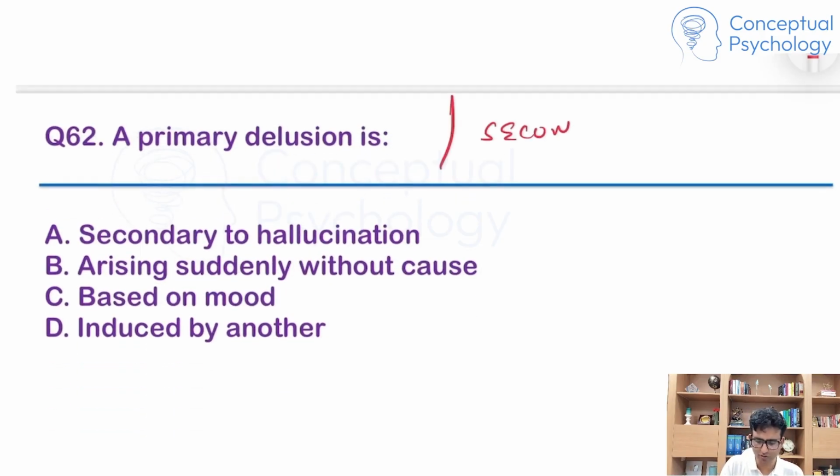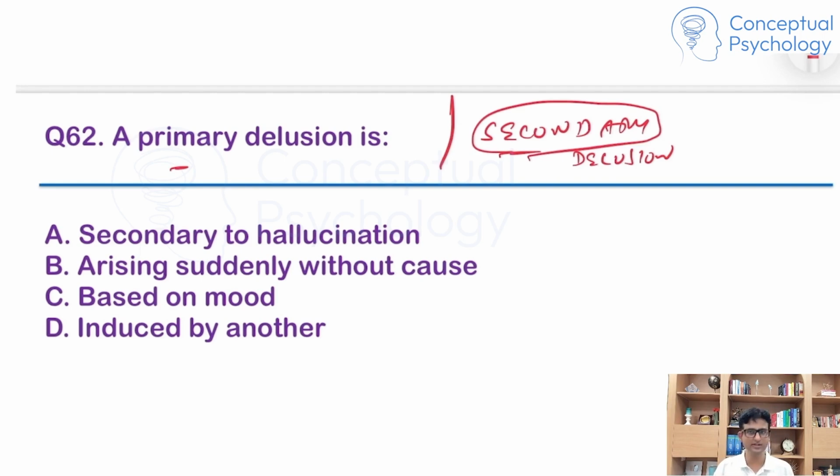What is a primary delusion, and what is a secondary delusion? Now, these terms are self-explanatory. Primary is something which originates by itself. Secondary is in response to something. For example, say a patient has hallucinations. He hears voices, the voices keep on saying, you will be killed. And now he develops a delusion that somebody wants to kill him. He develops a delusion of persecution, which has developed secondarily to the auditory hallucination.